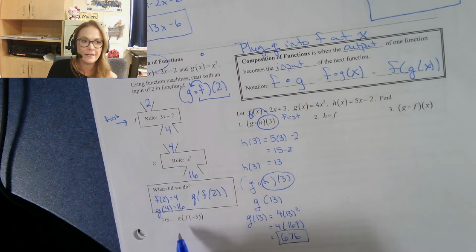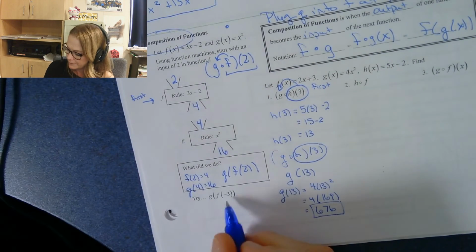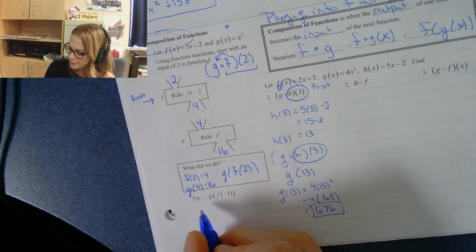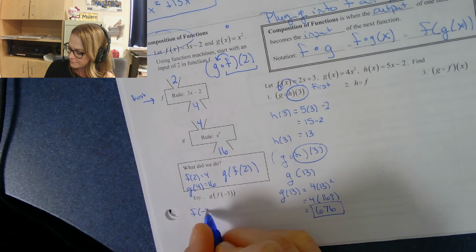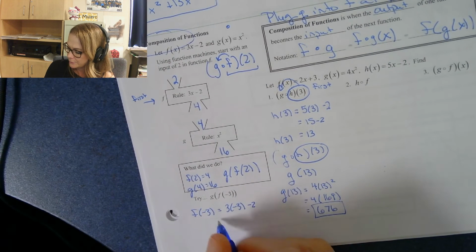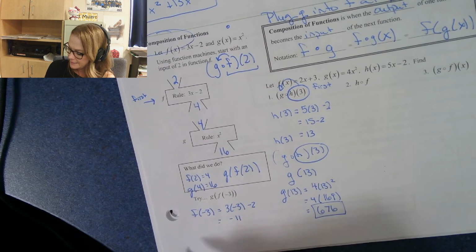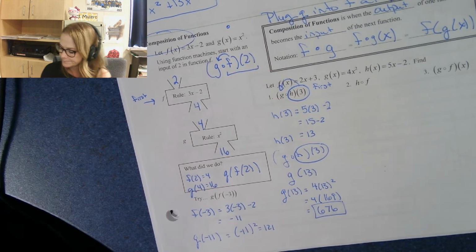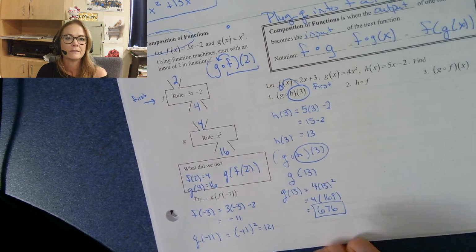All right, so if we went the other way, if we had put negative 3 into the function machine first, g of f of negative 3, we would have gotten f of negative 3, which is 3 times negative 3 minus 2. That's negative 11. And then we would have done g of negative 11 and just done negative 11 squared for 121. All right, and that's what we just did over here.